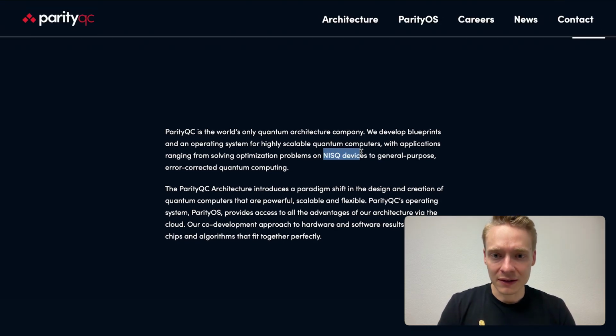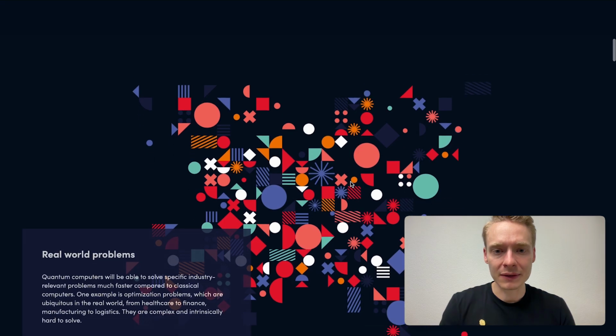Then we also have this NISQ in here. So these are like the current types of devices that we have. So kind of the non-error corrected qubits that still produce some errors when you run them. That's what this NISQ is. And then as things are moving forward, there's also here the error corrected quantum computing. Okay, so let's go down.